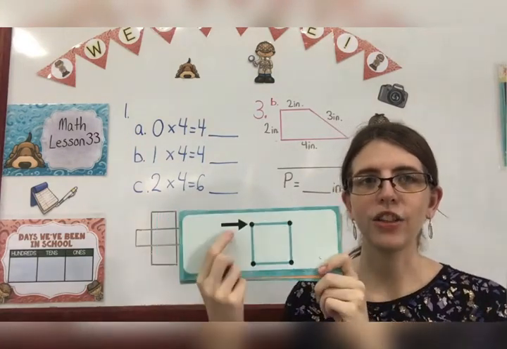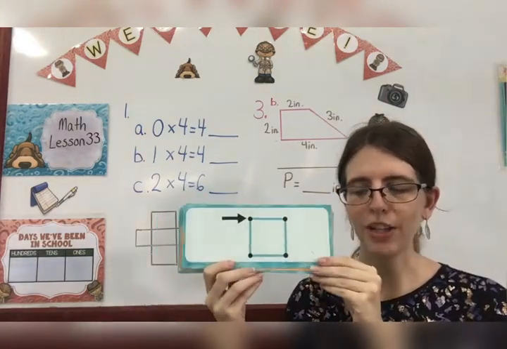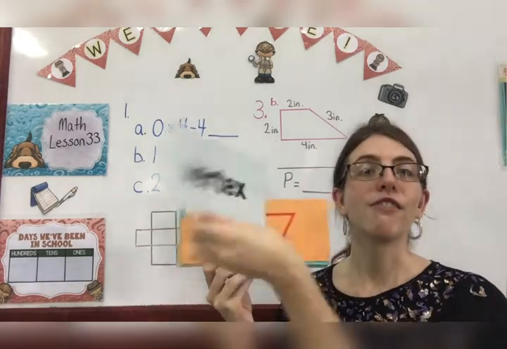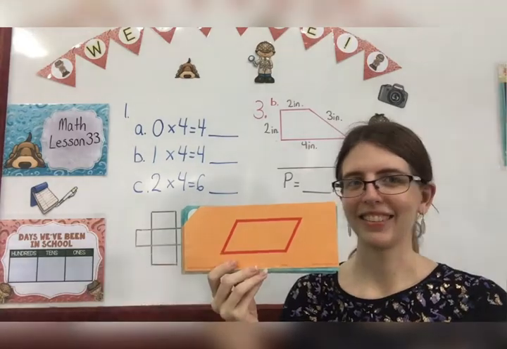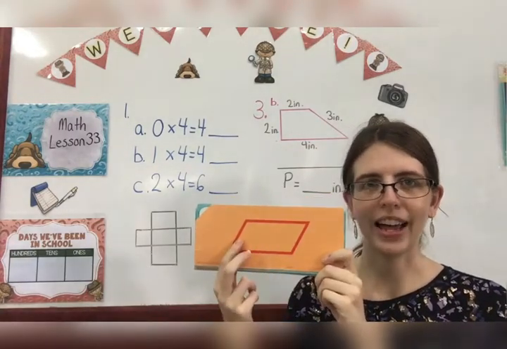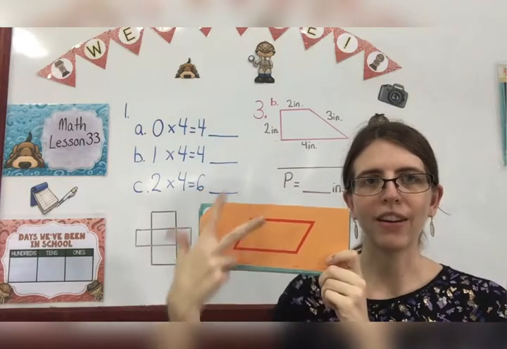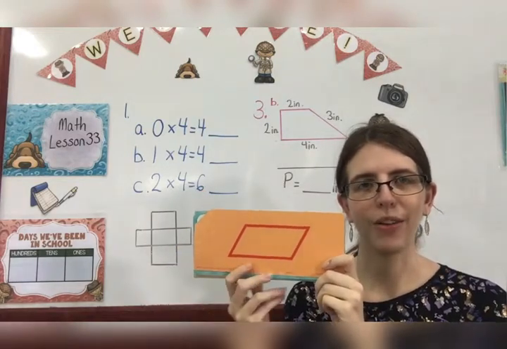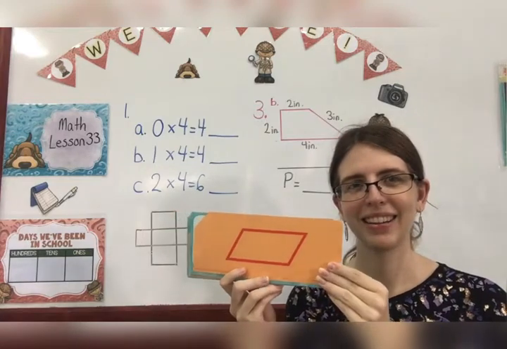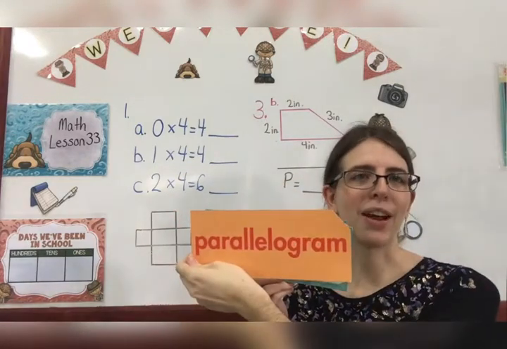Okay, this is pointing to the corner of my shape. What do I call that, Lindsay? Vertex, that's right. What is this shape? It has 4 sides. 2 sides are parallel, 2 sides are parallel. What do we call this shape? Mariana? Parallelogram.